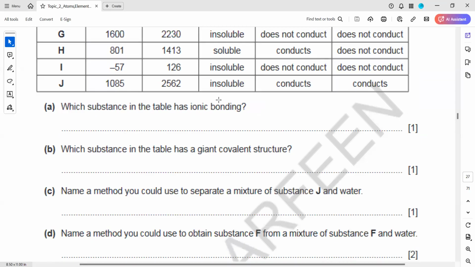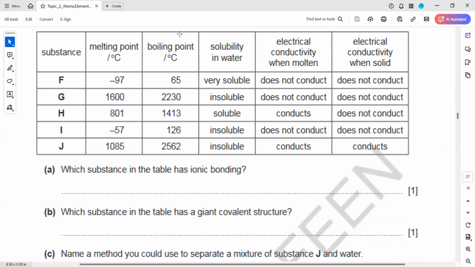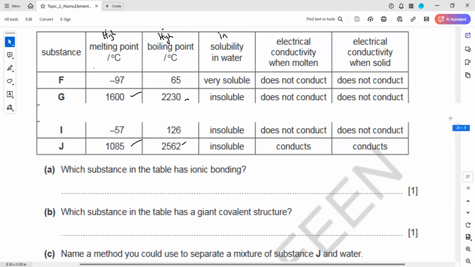Which substance in the table has a giant covalent structure? Now, we have to check the properties. To have a giant covalent structure, what should be the melting point? High, good. What should be the boiling point? High. Solubility in water, it should be insoluble. So these substances have a high melting point, but H is already identified, so it cannot be H. Now we are left with either G or J.